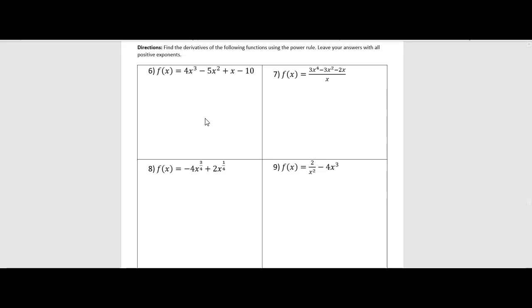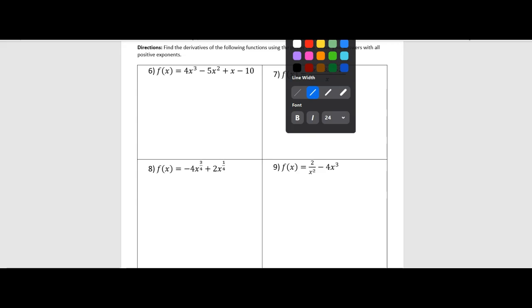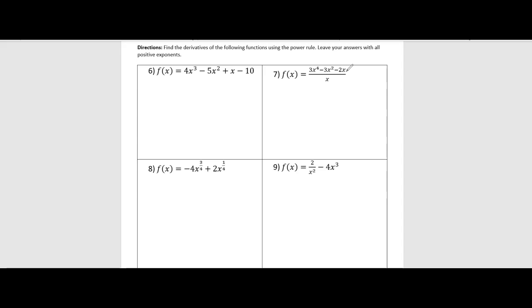We're just going to talk about some key differences between the different problems, and there may be some things we need to do to the functions before we're able to apply the power rule, but we'll get there. As always, I encourage you to pause the video, try these problems on your own before coming back to look at the answers and explanations. So let's look at number 6.